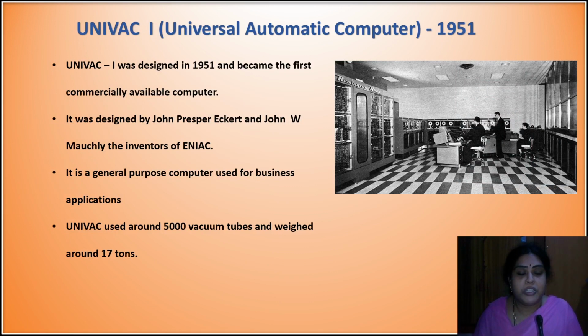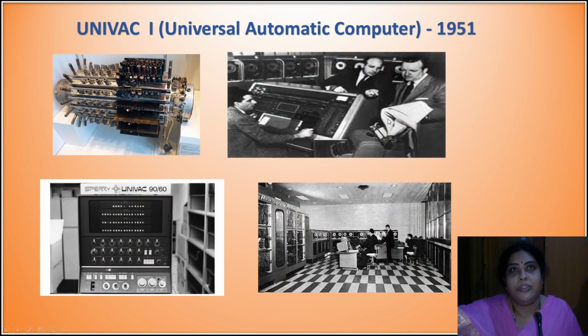The next commercially available computer was known as UNIVAC. UNIVAC stands for Universal Automatic Computer. UNIVAC was used in business organizations, and it used just 5,000 vacuum tubes. So from 18,000, within a span of 5-6 years, they reduced the size of the computer, and it could be used in some organizations, and it weighed around 17 tons. So this is the picture of UNIVAC. You can see Eckert and Mauchly, the inventors of ENIAC, who also invented UNIVAC, working on it, and these are some of the parts of the UNIVAC system.